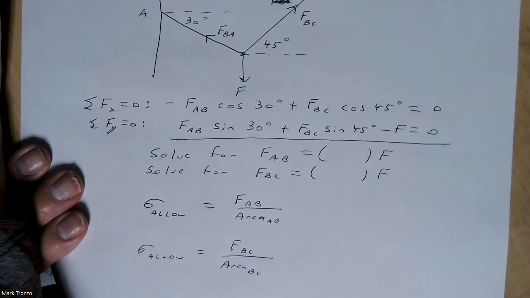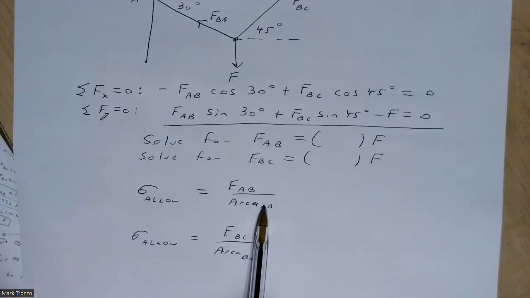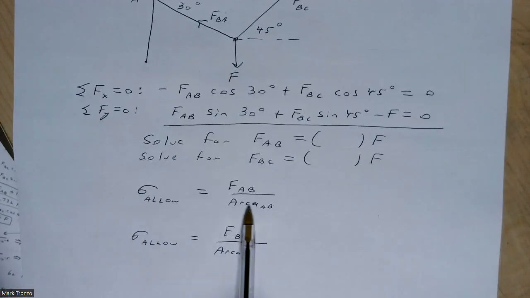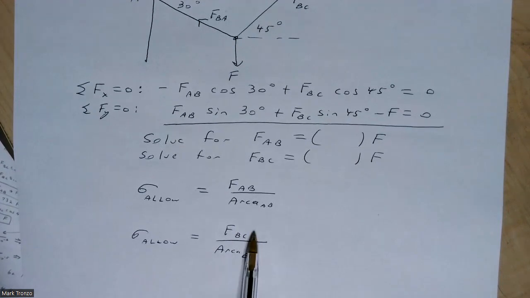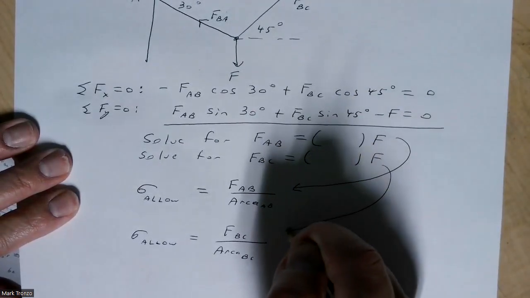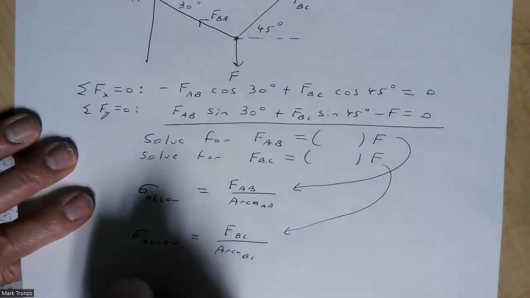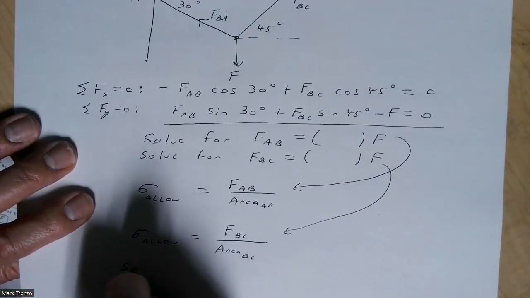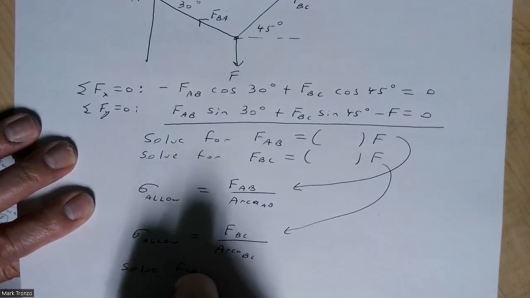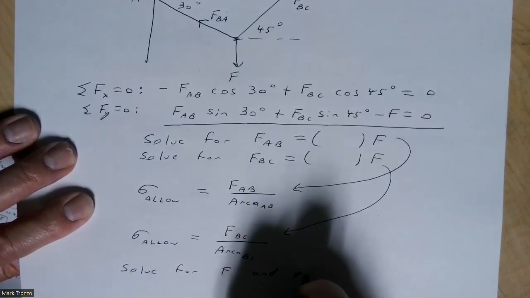Just be sure that all of your units are correct. In other words, if you're putting this in terms of meters, be sure you change everything to meters. So again, you're going to put this into here, this into here, and then solve for F in each of these. So you're going to solve for F and pick the lowest F.